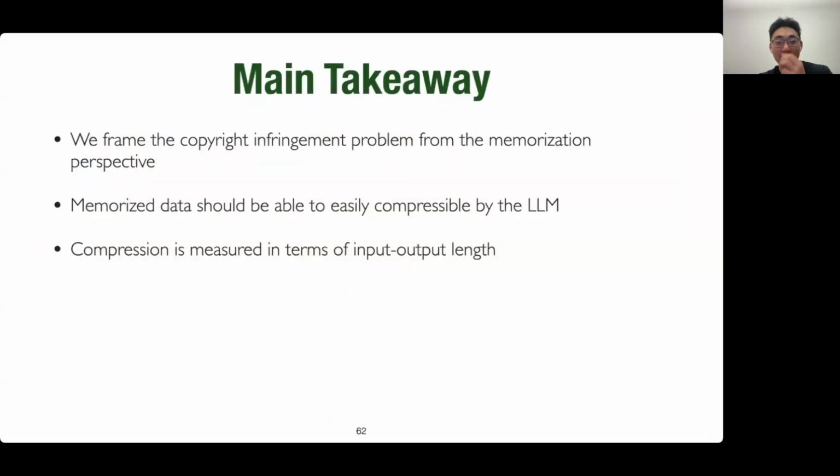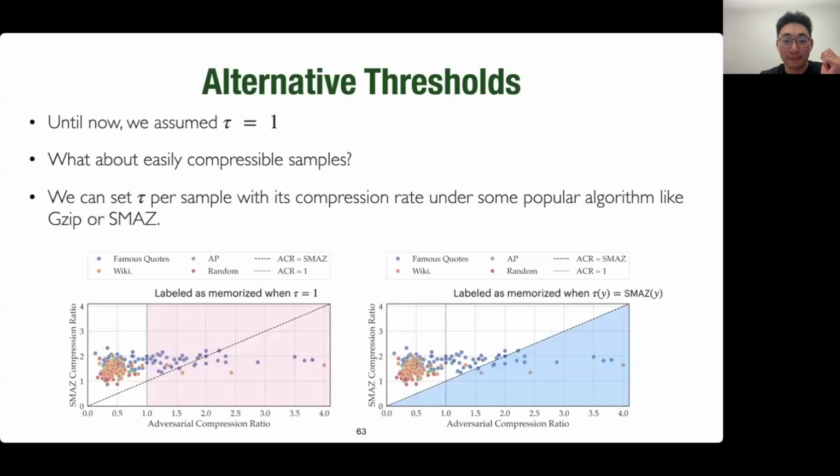The main takeaway here is we consider the copyright infringement problem based on memorization. We show that memorized data should be very easily compressible, and here compression is measured in terms of token length. I think this figure is not very interesting to me. It just shows what types of strings are marked as memorized when tau equals 1, and these are the strings marked as memorized when tau equals a compression ratio under another algorithm.